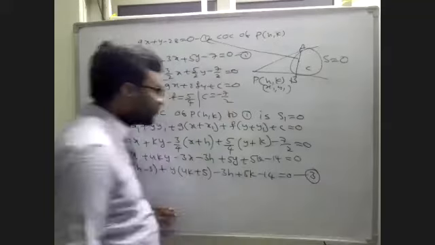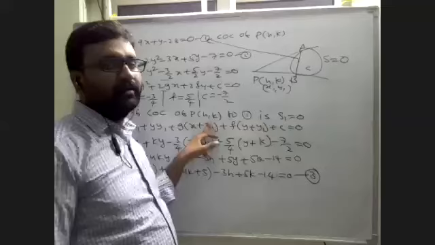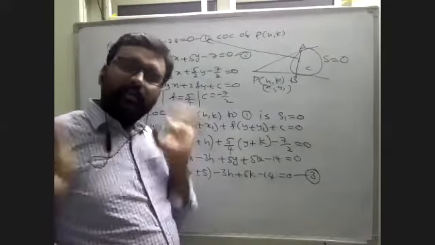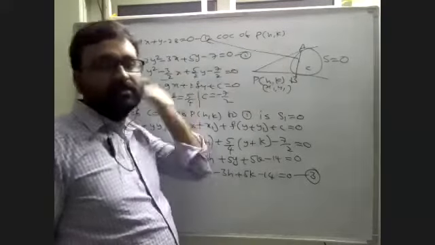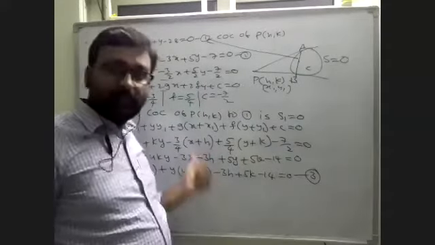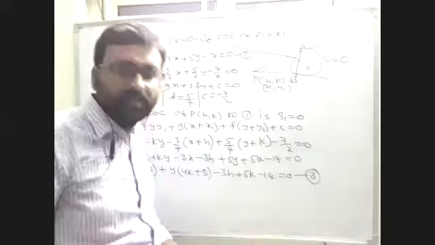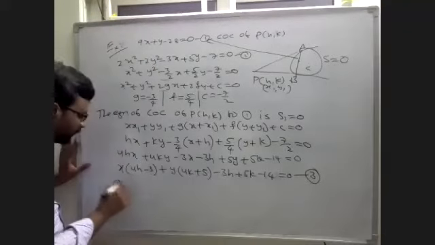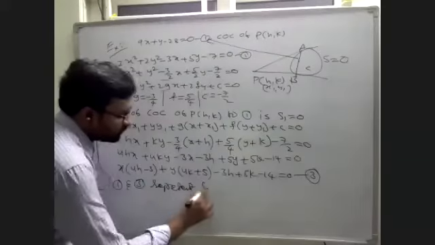This is equation number 3. It is the chord of contact of P(h, k) to the given circle. But the equation of the chord of contact is already given. This is the chord of contact by taking h comma k. So equation 1 and equation 3 represent the same equation, the chord of contact. Now what I am writing? 1 and 3 represent the same equation.